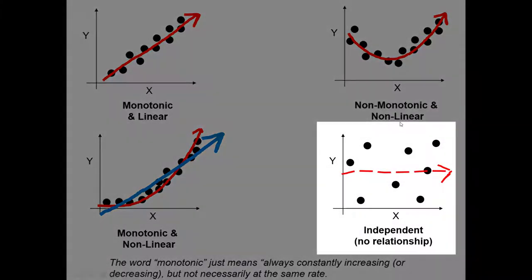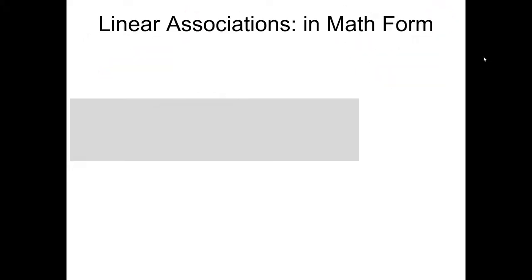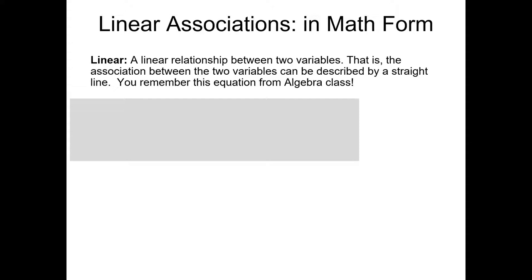Finally, over here in the bottom right-hand side, I showed an example of independent variables, meaning X and Y do not have any sort of relationship. We depict that usually by a straight horizontal line running between them. We can also depict linear associations between X and Y variables using a math equation. You recall this from your algebra class. The mathematical form for a simple linear relationship is simply Y equals A plus B times X.